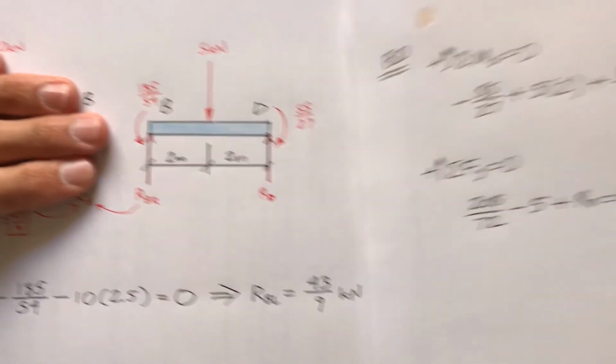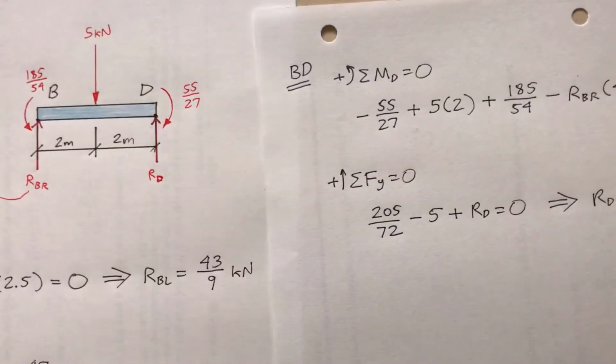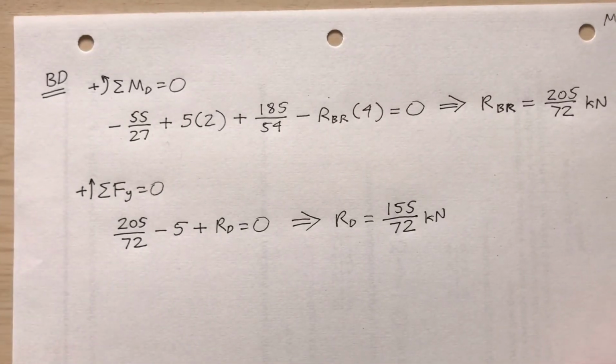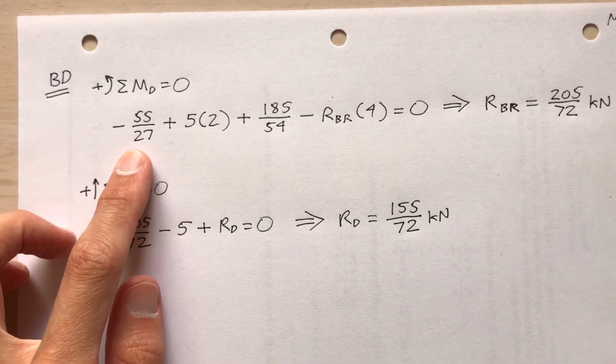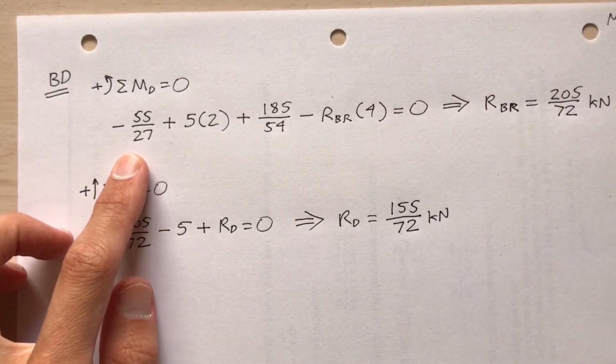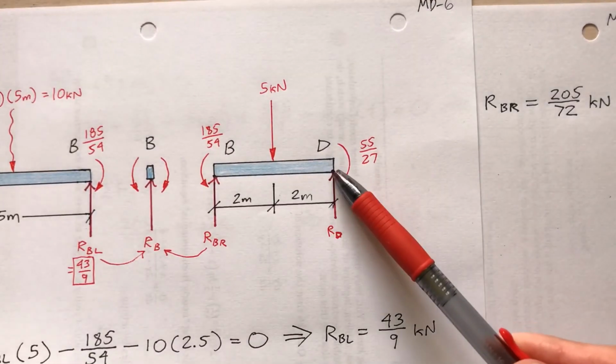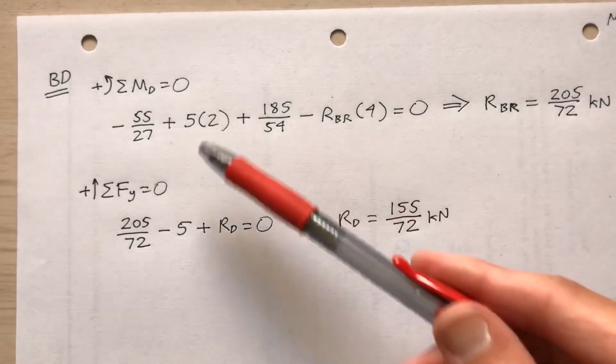Watch this. The sum of the moments about point D is 0. Do you know where I'm getting these numbers? Negative 55/27. That's the moment at D, at this point D. Plus 5 times 2, that's the 5 kilonewton load times 2 meters.